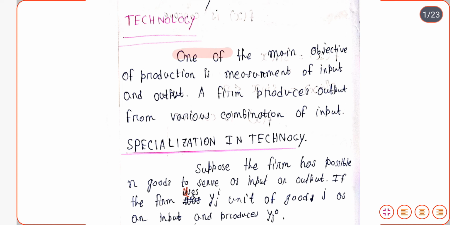One of the main objectives of production is the measurement of input and output. Obviously when a farm is producing something, it requires an input and produces output from that input. So farms produce output from various combinations of input. Input can be labor, technology, or capital. All of these are inputs, and output is the final good that the farm is producing.